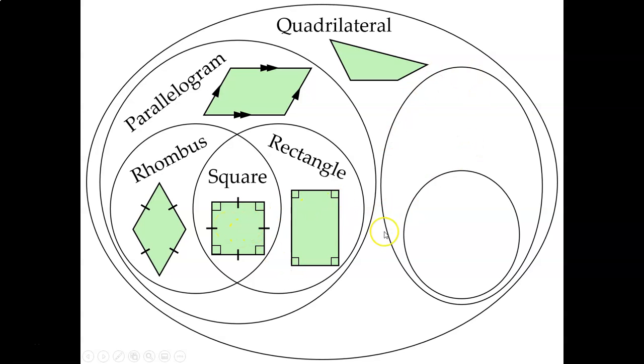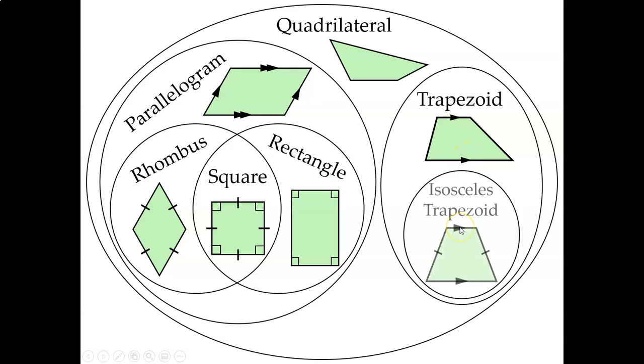But then we have this other bubble, which is for trapezoids. Trapezoids are not parallelograms, so they get their own bubble. Parallelograms have two pairs of opposite sides that are parallel, whereas trapezoids only have one pair of parallel sides. Within this bubble, though, we do have a specific type of trapezoid, and that's isosceles trapezoids. They have, again, the one pair of parallel sides, but if it's isosceles, that means that the other pair of sides are congruent. So this is one way for you to visualize how all of these shapes are related to each other.